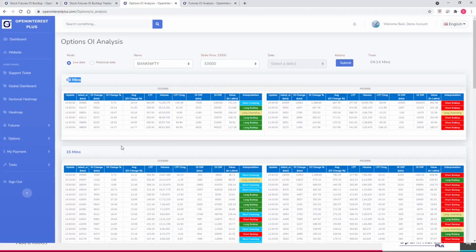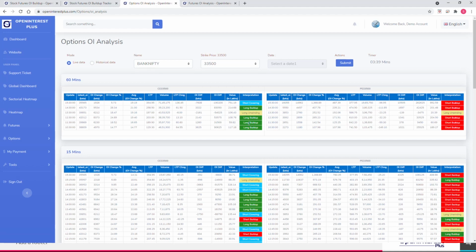If you look at the higher time frame, it is all long build up since the start of the morning. 33,500 was trading at 129 at the start of market. LTP has changed from 129 to 394 by close of market, all because of long build up and short covering. So on any trending day, be it a long build up or short build up, let's look at long build up.